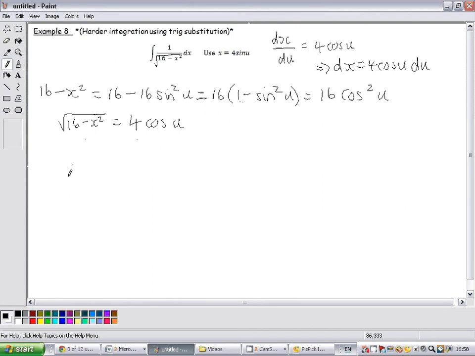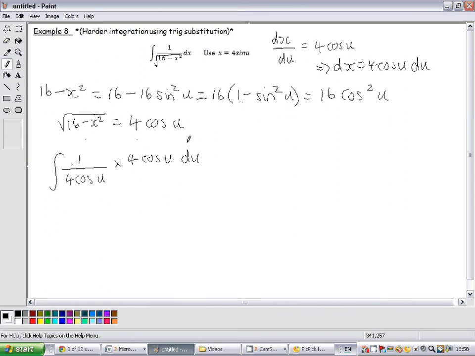So looking at the question, we've got a 1 on the numerator. We've decided that the denominator is 4 cos u. And then dx. Remember, dx always goes on the numerator. So dx is 4 cos u as well.